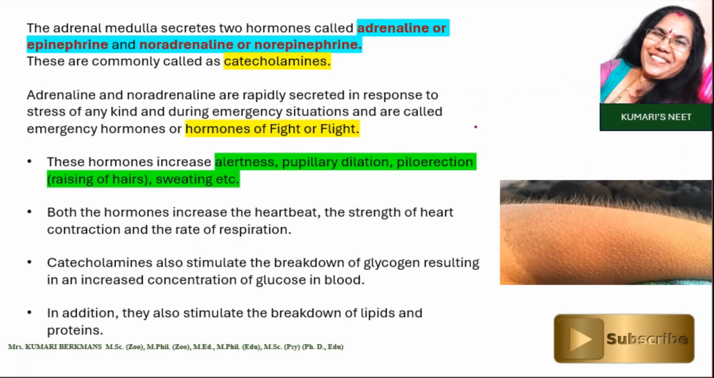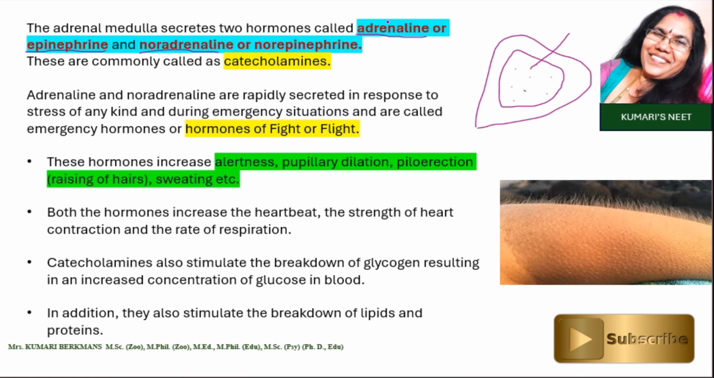So I told you the adrenal gland consists of two parts. The inner part is called the medulla and the outer part is called the cortex. Let us see what hormones are secreted by the medulla. This is the medullary region, and the hormones are adrenaline, or epinephrine, and one more hormone, noradrenaline. Adrenaline and noradrenaline.